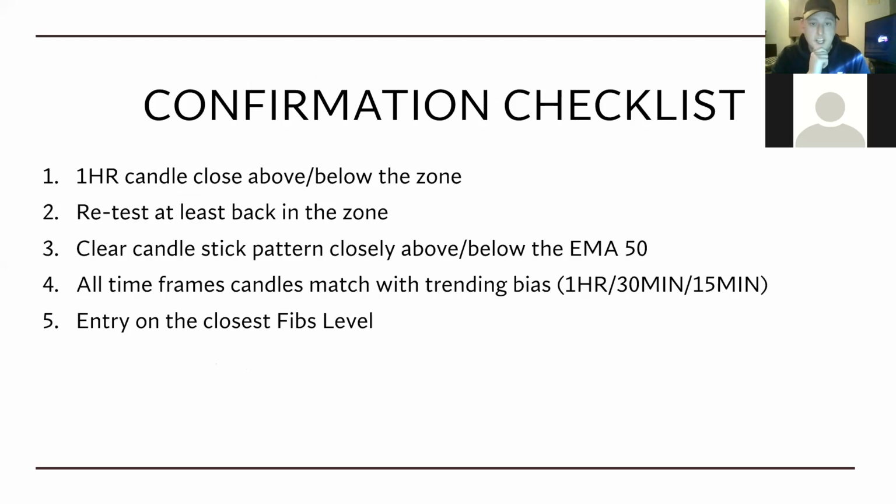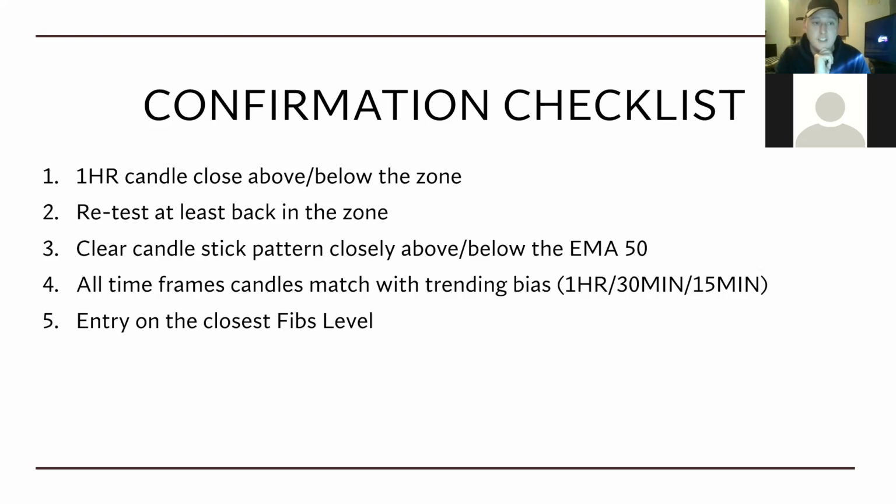What is the confirmation checklist? The confirmation checklist, these are the 5 things that have to happen in order for you to get in a trade. So if you're in a trade and these 5 things haven't happened, then sorry, but I don't know why you're in a trade. But people are like that. They're like, oh yeah, there was a 1 hour candle close, and there were candlestick patterns, all the time frames, I ended on the fib, but they've missed. It didn't come all the way back to the zone, so you can never skip a step. These are here for a reason, so always make sure you follow them.